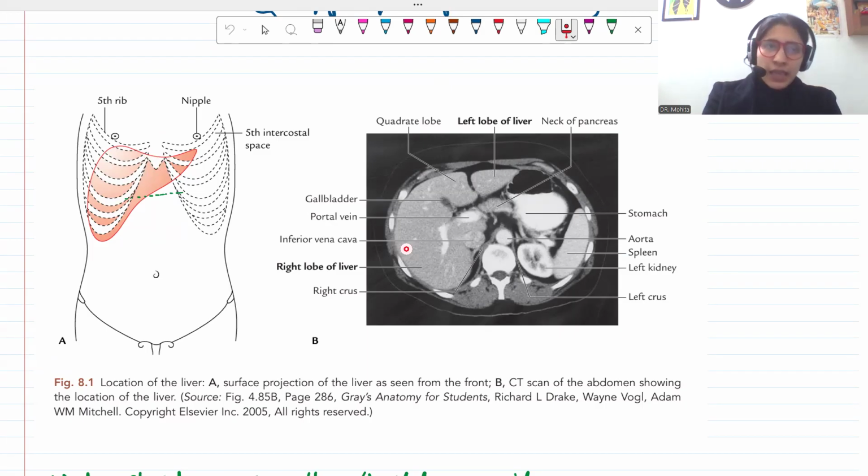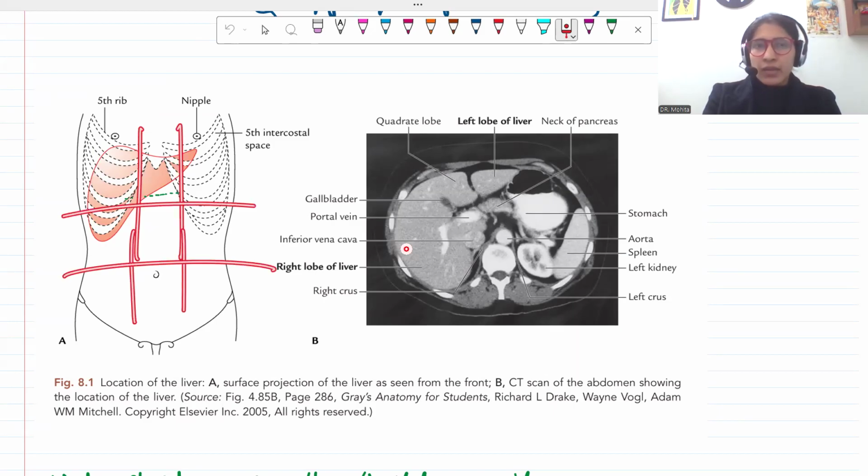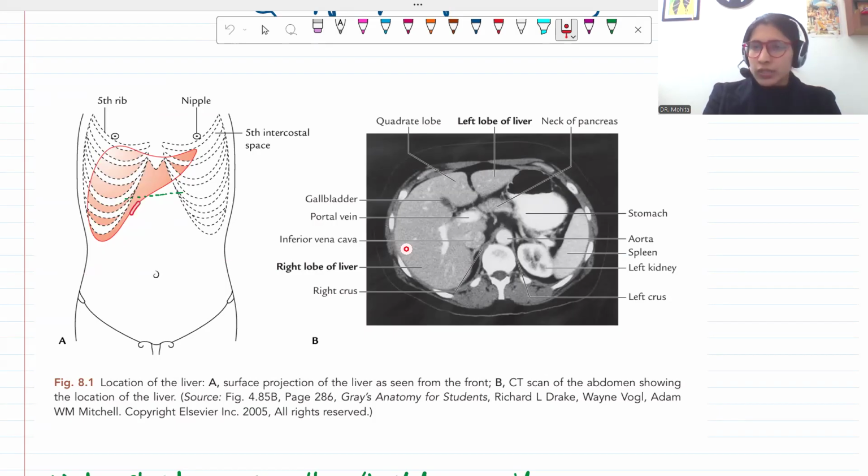Okay? Then this is the lower border. In the midline, it is present in transpyloric plane. In the epigastrium, like if we divide the whole thing into 9 quadrants, the inferior border extends from the 9th costal cartilage on the right side till the 8th costal cartilage on the left side. Are you following?